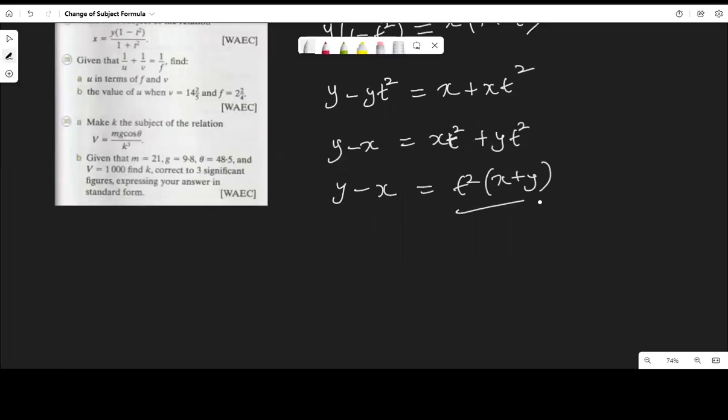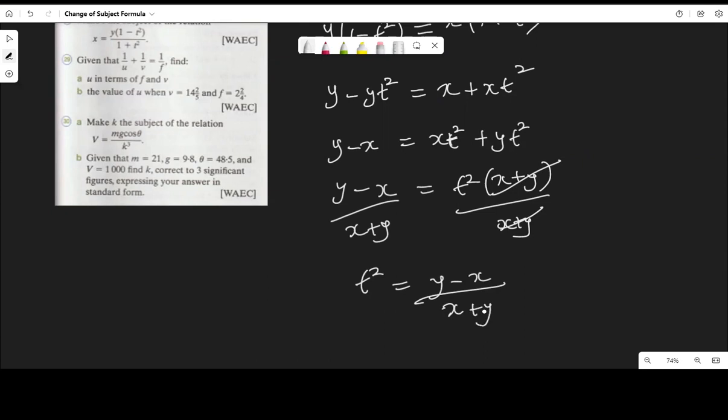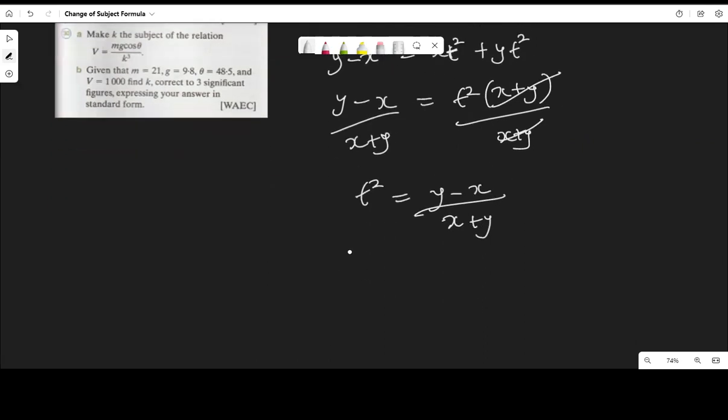Dividing both sides by x plus y. X plus y. So this can cancel this. T squared, therefore, is y minus x over x plus y. Taking the square root of both sides, t will be square root of y minus x over x plus y.